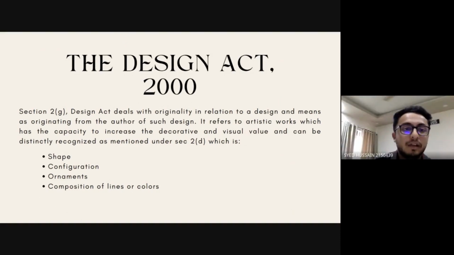So basically, under the Designs Act 2000, Section 2(g) deals with originality in relation to a design and means originating from the author of such design. It refers to artistic works which have the capacity to increase the decorative and visual value and can be distinctly recognized, as mentioned under Section 2(d), which is shape, configuration, ornaments, composition of lines or colors.